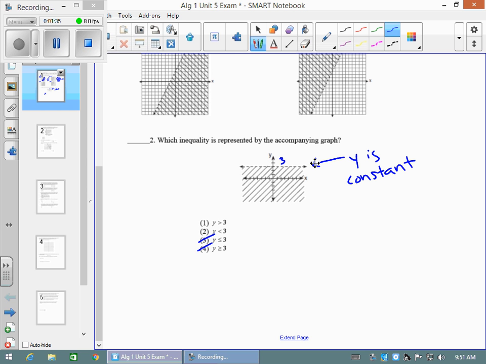And now I'm looking at, is y greater than 3 or is y less than 3? So I can see here that the shading is over the point 0, 0. So that means that 0, 0 should be true. So I'm going to plug in 0 for y and see which inequality here is true. Is 0 greater than 3? That's false. 0 is less than 3. That's true. So the inequality y is less than 3, choice 2.